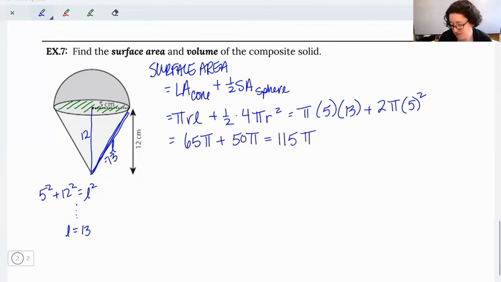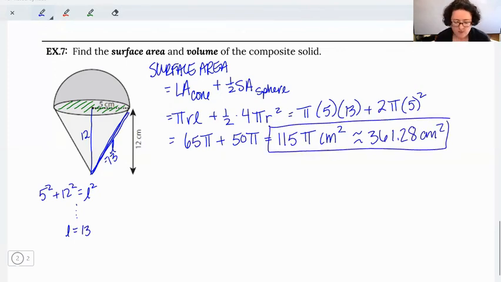We do have units on this one, centimeters, and it's area, so centimeters squared. Or we could plug in the calculator and get 361.28 centimeters squared. Our last piece, volume, is actually the easier one. We don't have to worry so much about any overlaps. We just need to know what's all the space that these two figures take up.